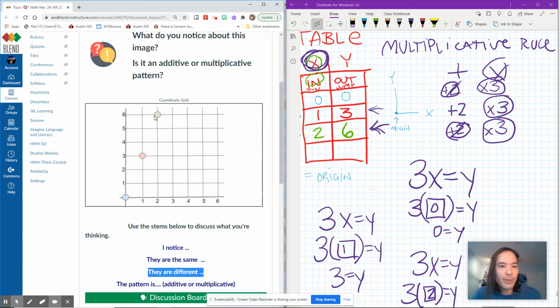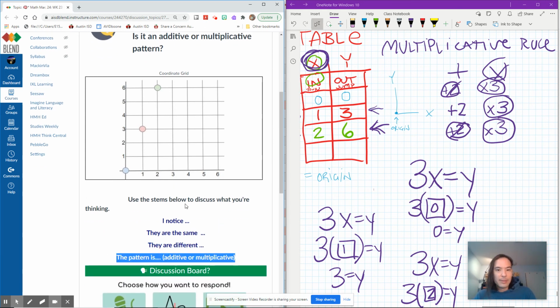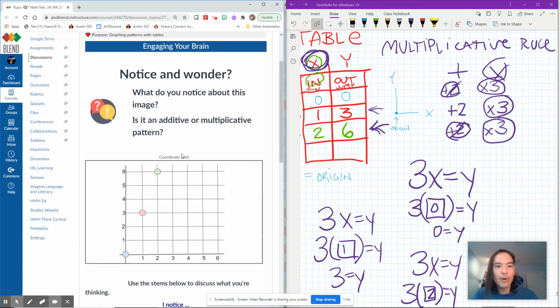They are in different locations on the coordinate grid. They have different y values. They have different x values. All right. And then finally, the pattern is, we figured it out, it's a multiplicative rule. 3 times whatever our x number was equaled our y number. All right, so use all 4 stems, once again, to receive full credit.